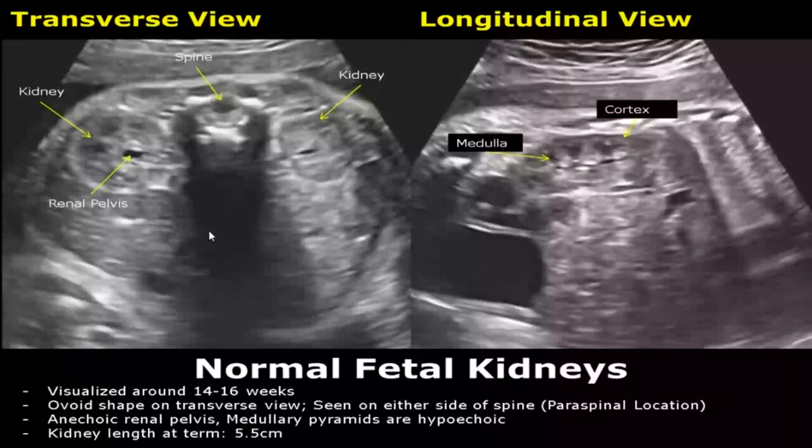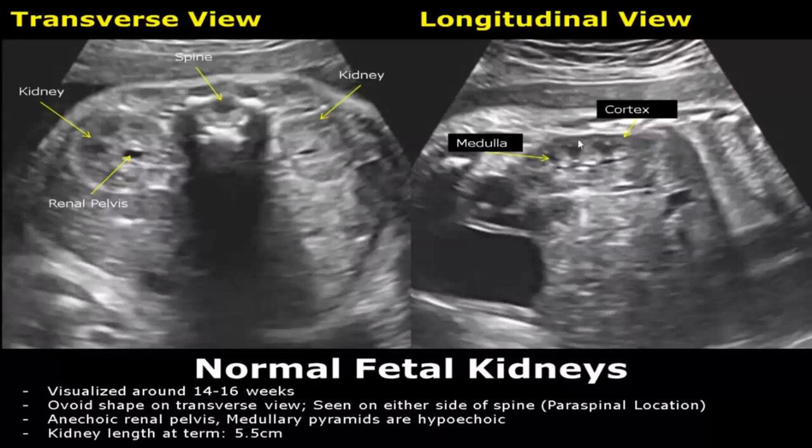Fetal kidneys can be visualized around 14 to 16 weeks. They have an ovoid shape on transverse view and are seen on either side of the spine. Here is the spine with shadowing.